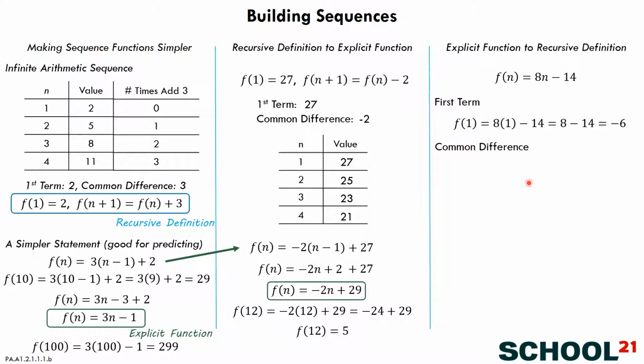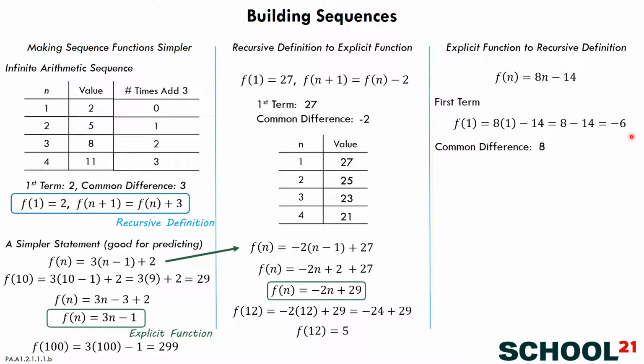Now, this one's tricky too. What's the common difference here? To figure this out, think about what we did with the common difference when we were writing these explicit functions and what this coefficient of the n was. So over here, the coefficient of n was what? Negative 2. And what was our common difference? Negative 2. Okay. Here, the coefficient of n ended up being 3. What was our common difference here? 3. So here, what's the coefficient of n? 8. So what is our common difference? 8. And that's the trick, okay?